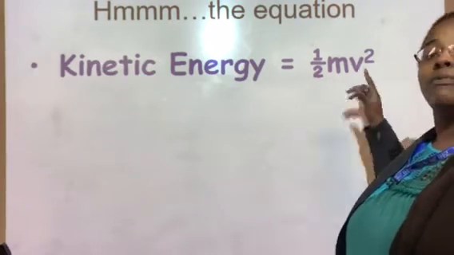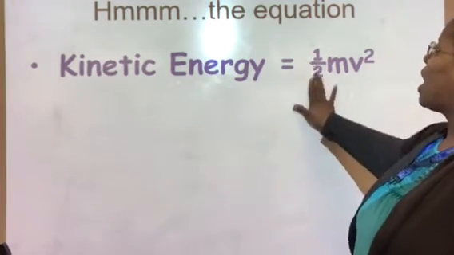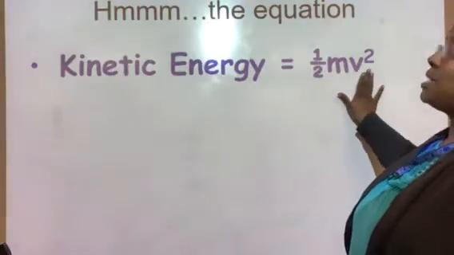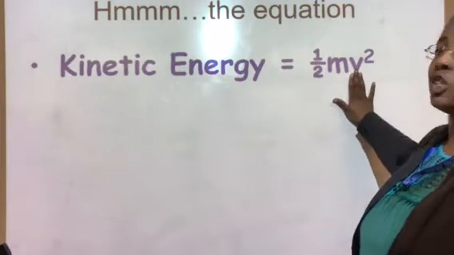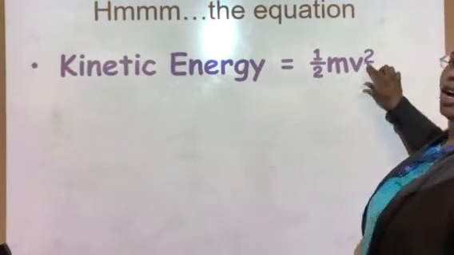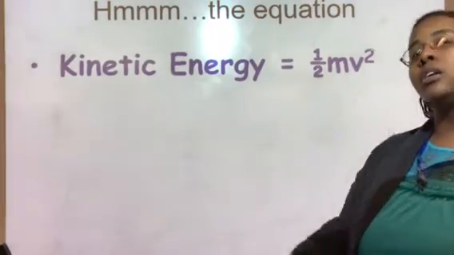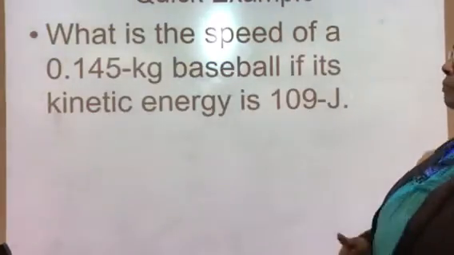The most common thing for students to forget is either the 1/2 that accompanies this entire part of the equation, or the square that's on your velocity. And we'll take a look at that in a few different ways.